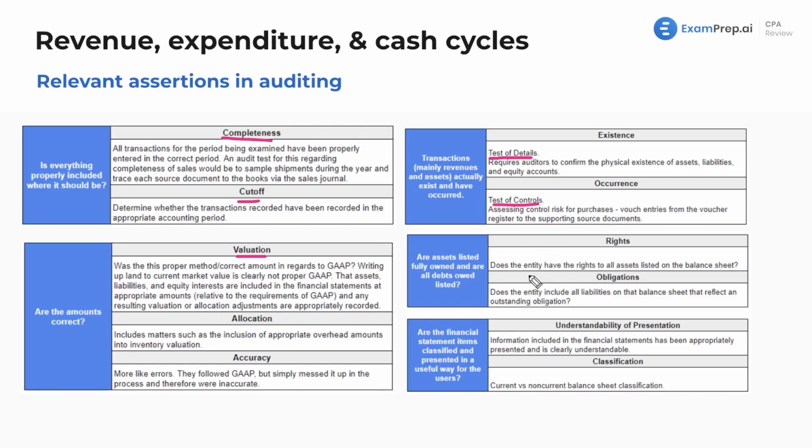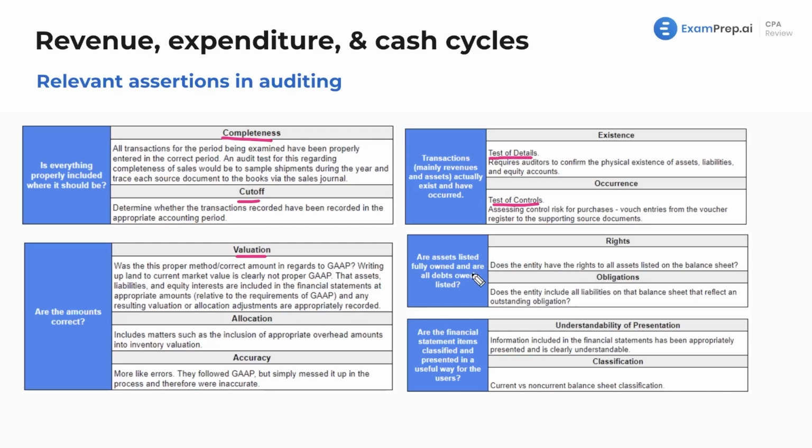Next, we have rights and obligations. Are assets listed fully owned? Meaning, if we say we have all this cash, is it actually our cash, or do we owe it to someone? And are all the debts owed listed? Everything that we owe, do we actually properly list that, or are we trying to hide any liabilities? Are we trying to hide anything that we owe and not let it be known to the financial statements? That's what this question asks. That's what these assertions have to do with. Now, rights is going to be more having to do with assets, and then obligations more with liabilities.